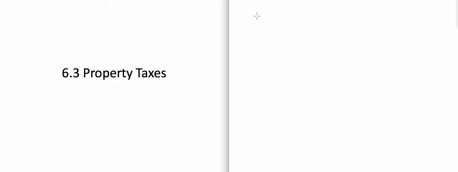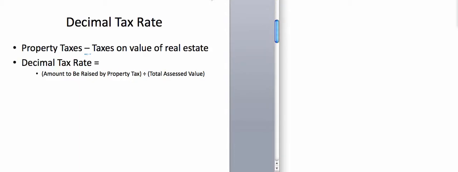This deals with property taxes. We're dealing with a couple different things here. We're going to talk about finding the decimal tax rate. You find the amount to be raised by property tax. So that's the amount of money that the county has to raise in property taxes, divided by the total assessed value of the property that's in the county.